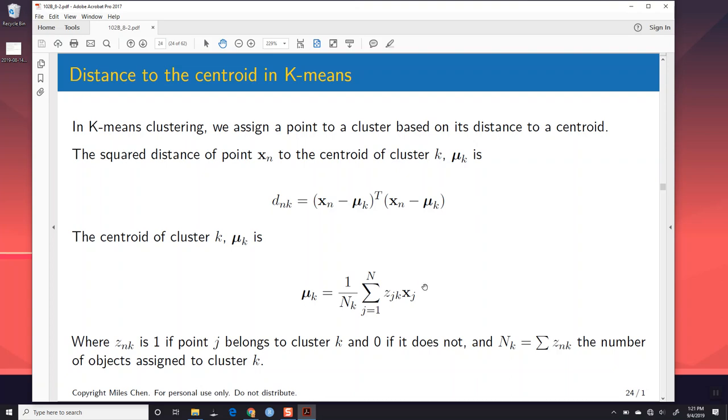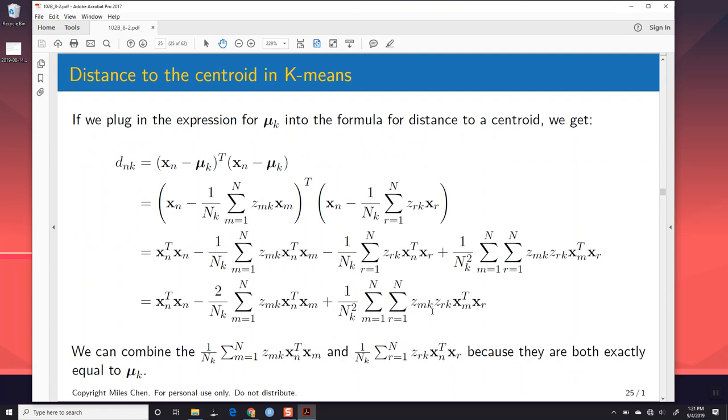Okay, so z is this matrix. Basically, each column is zeros or ones, depending on whether the x point is in the centroid or not. And so this looks really messy, okay? It looks messy, but it's not so bad, all right?